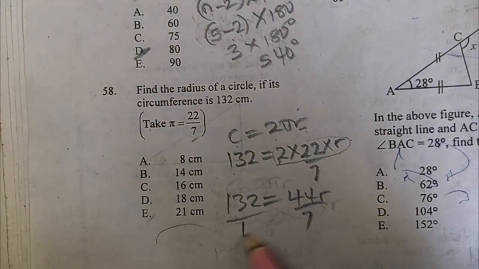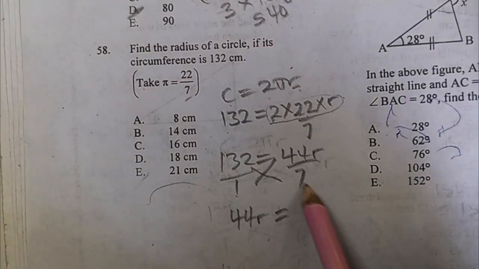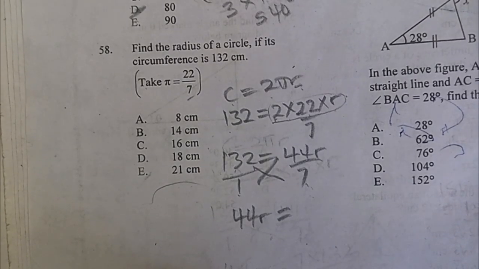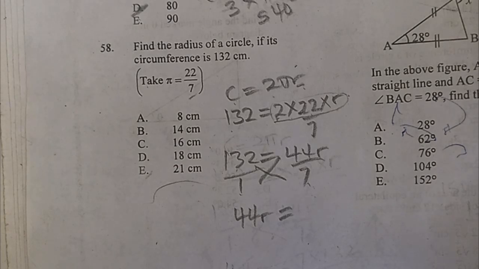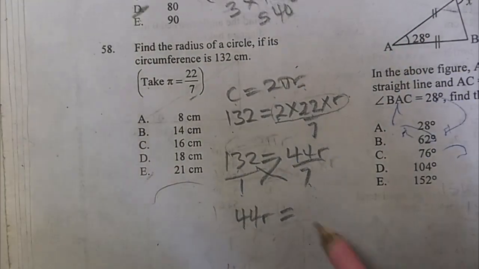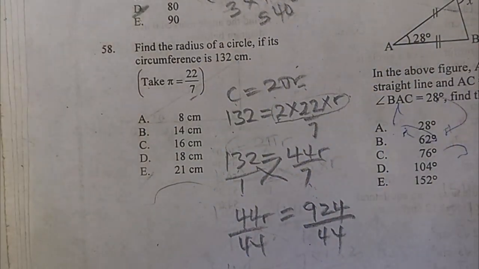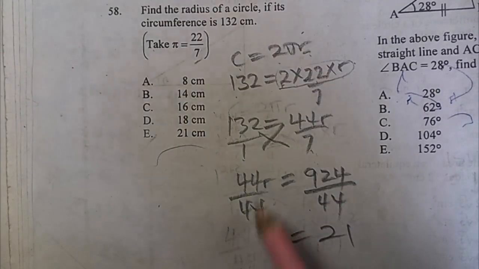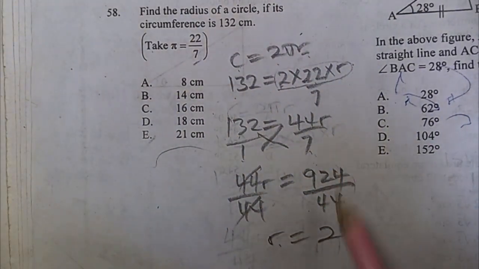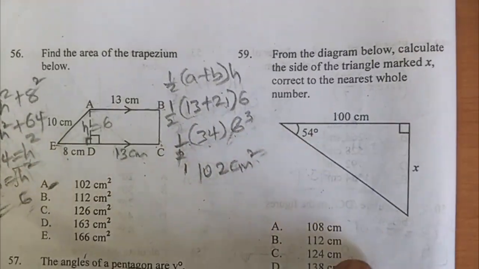So we cross multiply. So 1 times 44r will give me 44r. Then 7 times 132 will give me 924. Then I divide both sides by the coefficient of r, which is 44. Divide by 44, we have r as 21. Because this will cancel this. So our r is the division, which is 21. Option E.